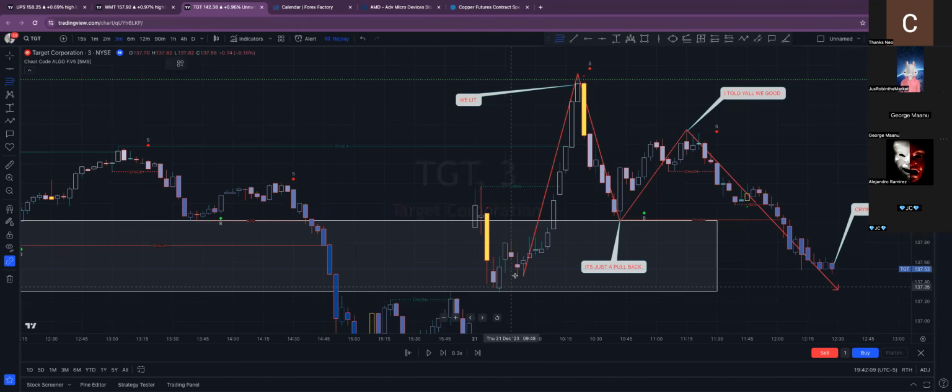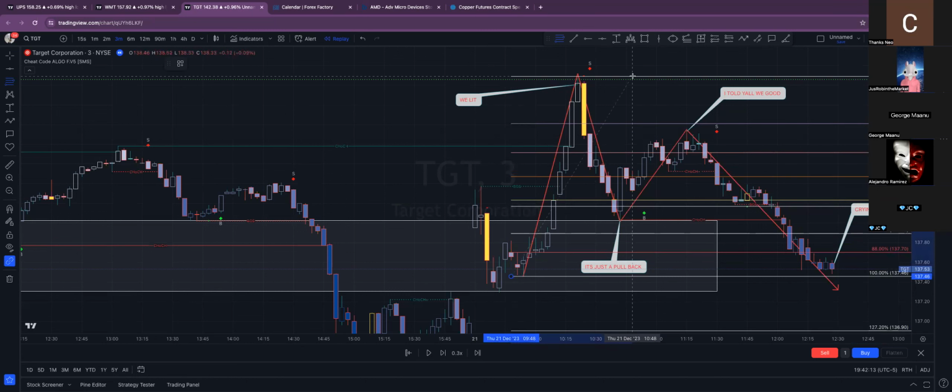Now, let's talk about the fib then. Let's run a fib from the bottom to the top, right? Boom. It made a 61, 65% retracement, and then it went up. But it did not get past the 23. 23 holding as resistance. Fibs are support and resistance levels through certain calculations, right? If it cannot get past that, well, guess what?